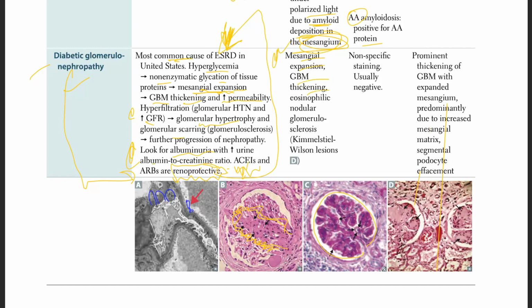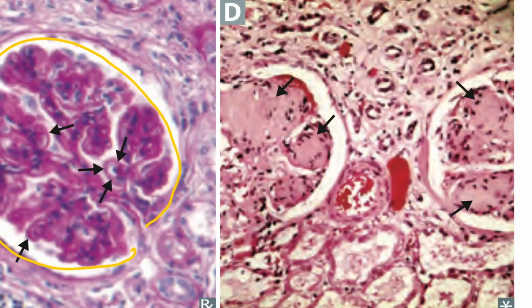Let's talk about the light microscopy, which will show mesangial expansion, glomerular basement membrane thickening, and eosinophilic nodular glomerulosclerosis, which is very important, called Kimmelstiel-Wilson lesions. Looking at picture D, you have these Kimmelstiel-Wilson lesions. Let me show you here.